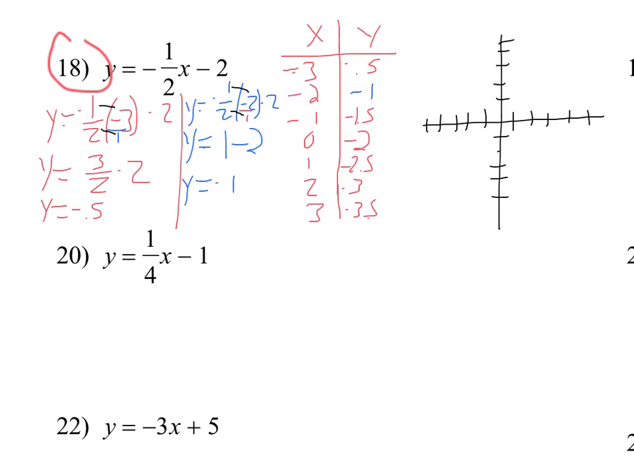If we graph all those, -3 and -0.5 is about there. -2 and -1 is about there. And then if we filled out those dots, we'd have a line like this. So it's just a process of plugging in our X table and getting Y's out and then connecting the dots. And that's it for graphing linear equations using a table.